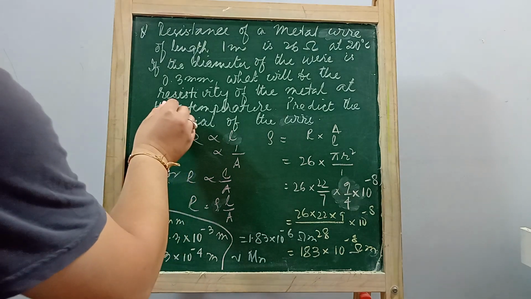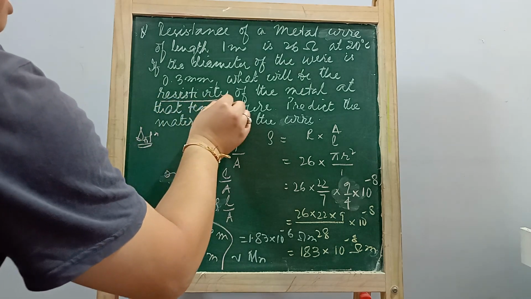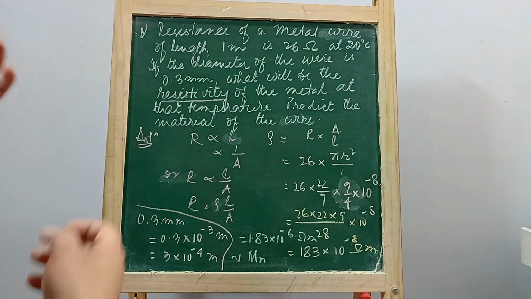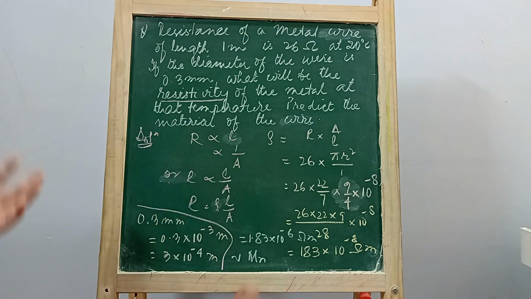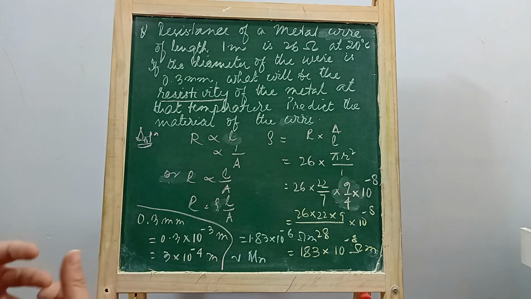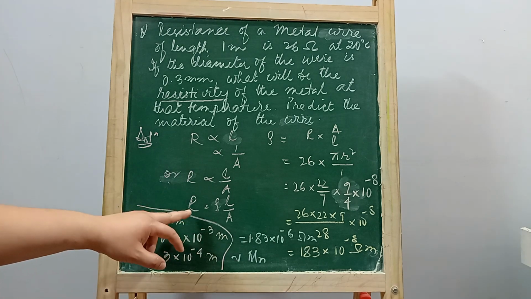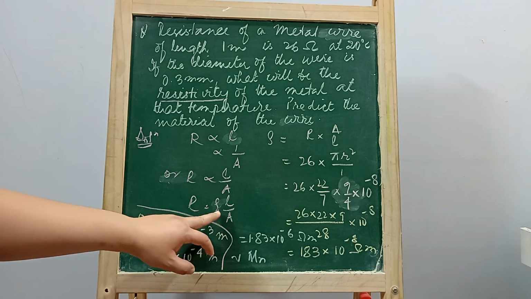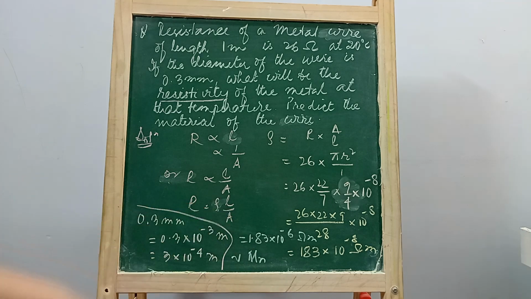Now you are required to calculate resistivity, and the only relationship in electricity where we find resistivity is this one. Resistance is equal to resistivity multiplied by length upon area. So what is the theory behind this question?